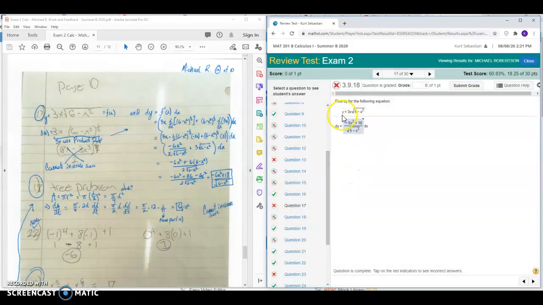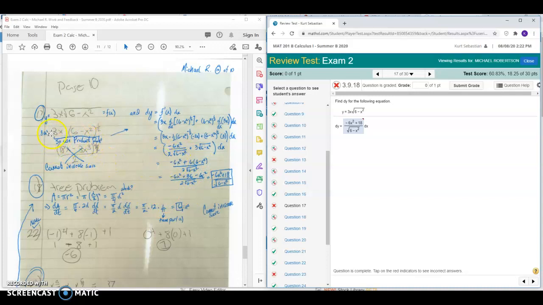So 17 says we've got y equals some function of x, so find dy. Well, dy is f prime of x dx, so we just have to find the derivative of this guy. So this is a product, right? A function 3x times another function, the square root of 6 minus x squared. So we have to use the product rule. So first times the derivative of the second plus the second times the derivative of the first. Work it out, simplify it. There is your derivative, simplified.